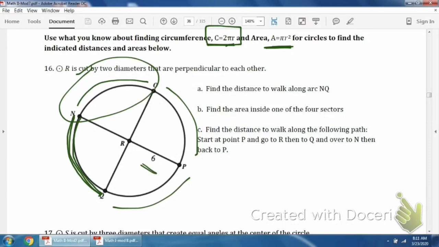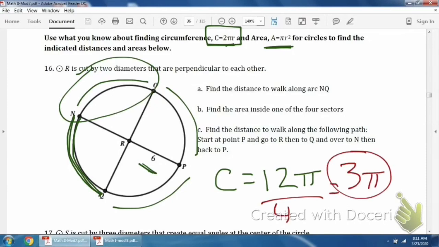Okay, so since the radius is 6, that means that the circumference is going to be 2 times pi times the radius. 2 times the radius is 12. So let's just leave it as 12 pi. So the circumference of the whole circle is 12 pi, but we want 1/4 of that. So what we have to do is just take that, divide it by 4, and we should get 3 pi. So that means that the distance it takes to walk along the arc from N to Q, the short way, would be 3 pi.